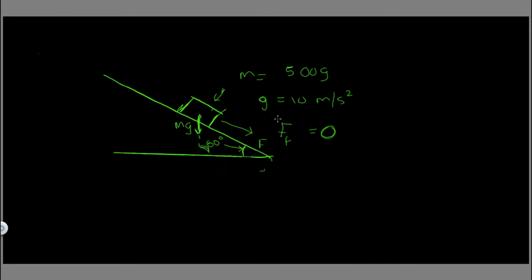So here I wrote mg to denote the force, which is, of course, mass times acceleration. In this case, acceleration is 10 meters per second squared. First, let's find the force that's acting downwards. So force is equal to the mass, which is 500, multiplied by 10, the acceleration, which gives me 5,000 newtons.